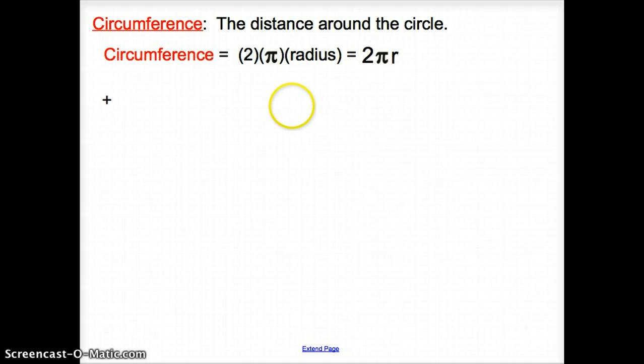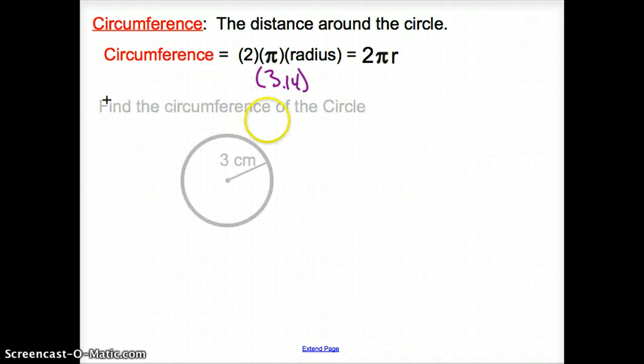Next is circumference. Circumference is the distance around a circle. Circumference is the same thing as perimeter, but it's the distance around the circle. Not just any figure, it's a circle. Circumference is measured in 2 pi r, or 2 pi times the radius. Please remember that pi is 3.14. You might know 3.14 better than you know pi.